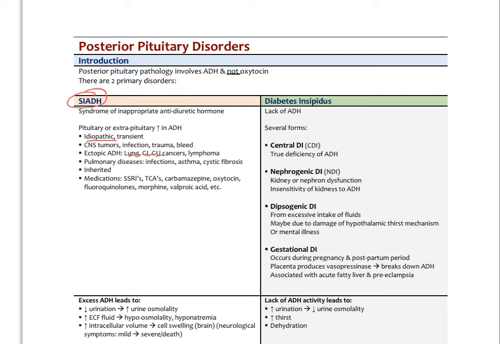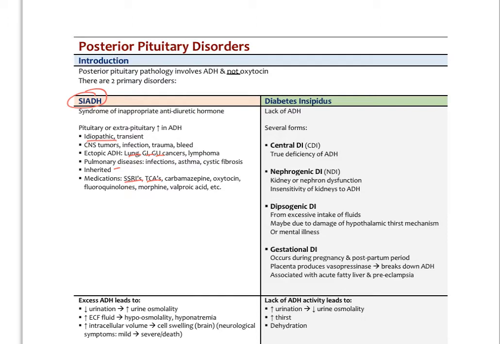There can be inherited genetic reasons for it. And then different medications, again, SSRIs, tricyclics, anticonvulsants like carbamazepine, oxytocin itself. Remember that has ADH-like properties. And then fluoroquinolones, morphine, valproic acid.